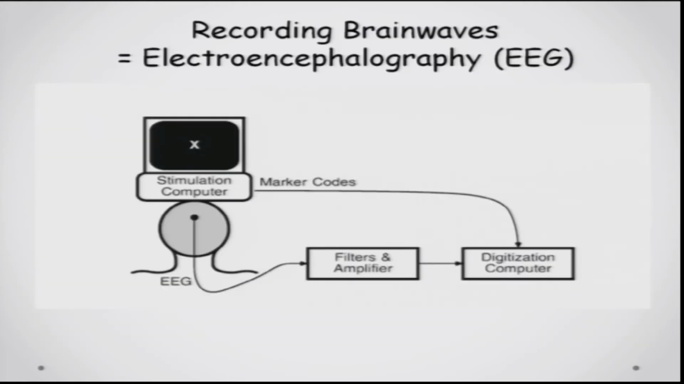So, how do you record? You put EEG electrodes which go to filters and amplifiers, digitize in the computer, codes, and the computer gives you this.